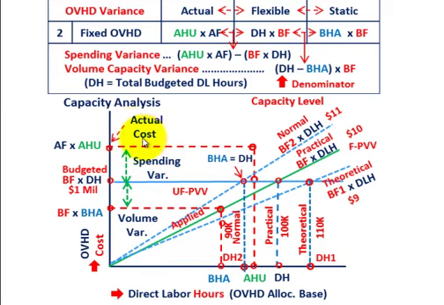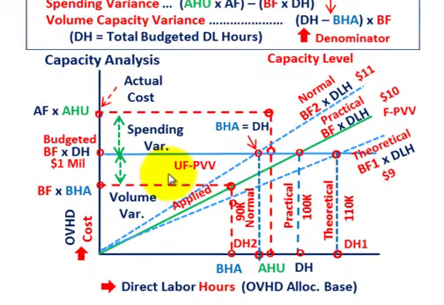The actual cost isn't changing, but you'd have to look at it in each of these cases, normal amount, practical amount, and theoretical amount, to determine any spending variances. But the spending variance is just the difference between your actual cost and what you have budgeted for the period, based on whatever number of direct labor hours you have times those different budgeted rates. But the volume variance is a little different.